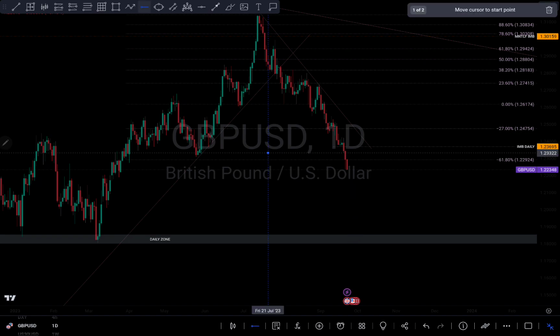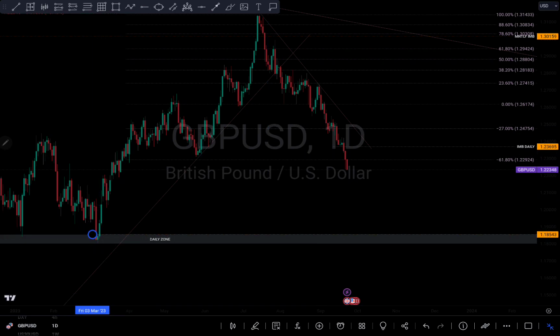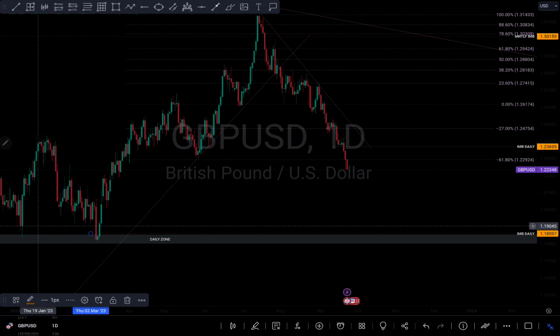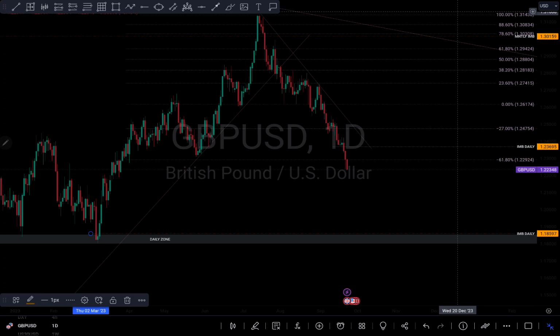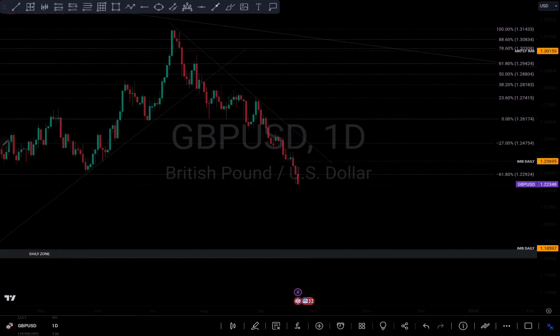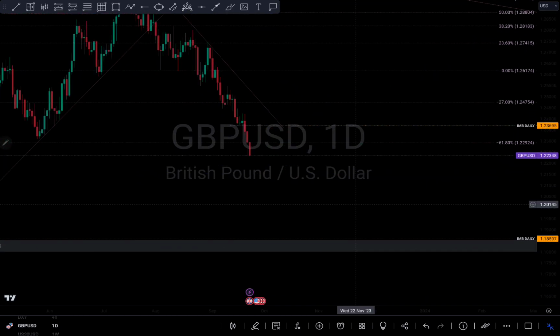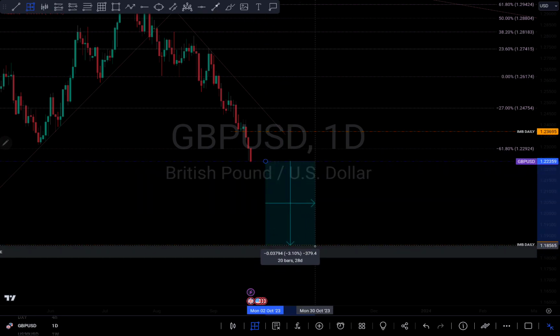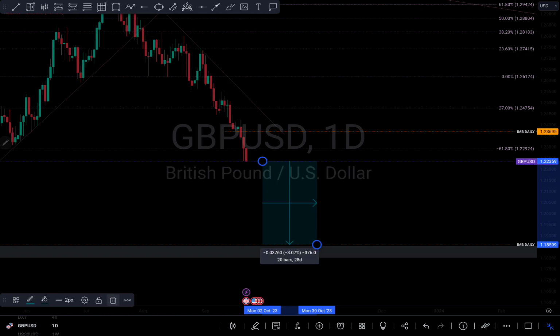Let me put an imbalance right here, a daily imbalance, just to see a little bit more of the numbers around that area. But this is for the long term, because if I use my ruler around the area, you can see, because this is a daily time frame, this is like a future reference. From here to here it's about 375 pips, which is great. But like I said, we have to take it one step at a time.